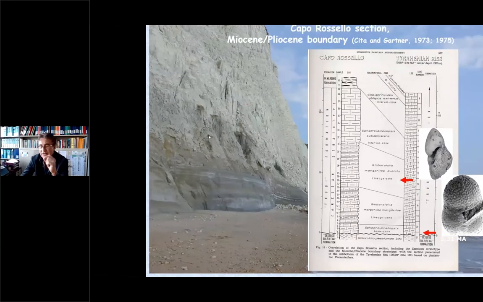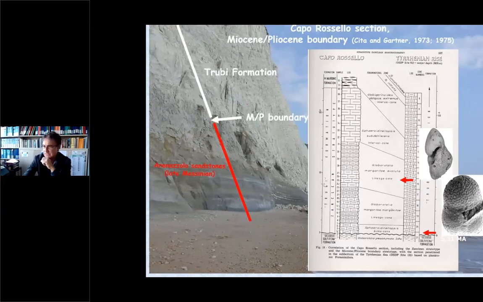This is probably one of the few times in geology that we use a lithological contact between two stages, because in 90% of our GSSPs the contact is inside the same lithology. But at Capo Rossello, we have two different lithologies. So this is the boundary, the Mio-Pliocene boundary, that then has been proposed as the Zanclean.